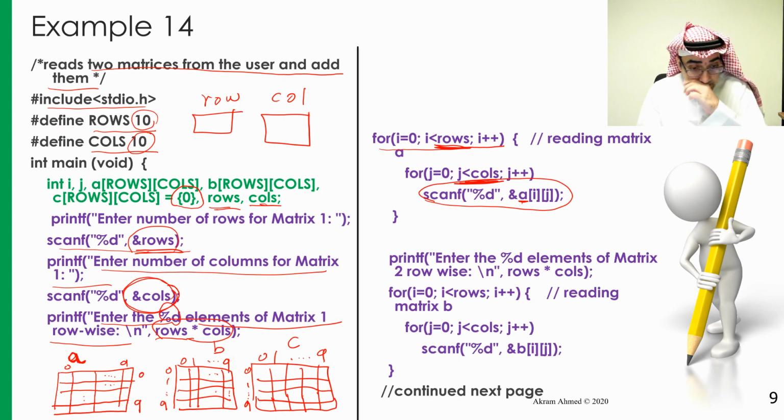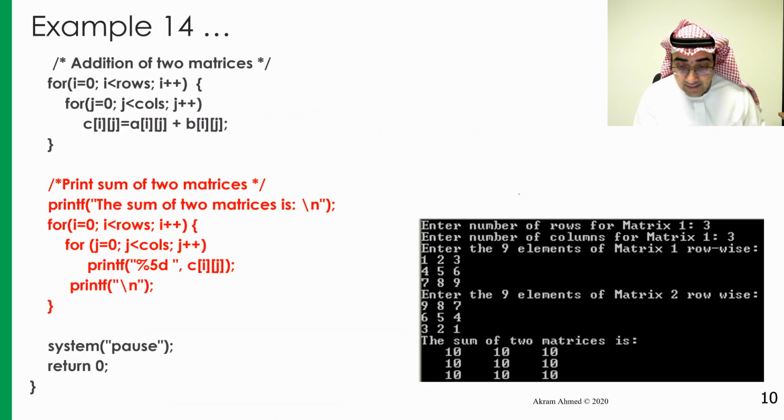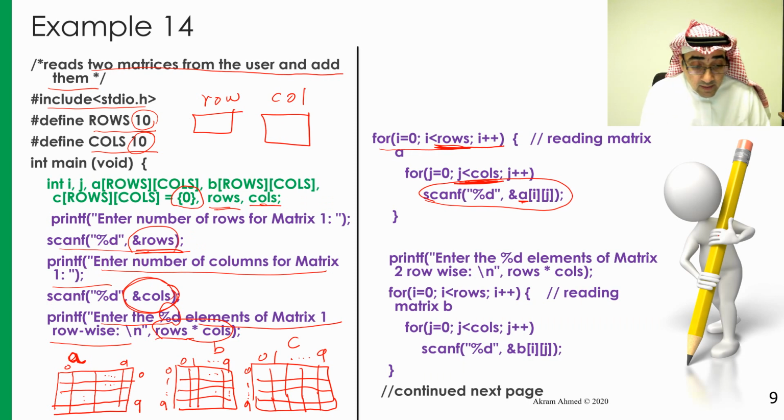Okay, so these are basically your arrays, and this is what the user is going to input. So let's take an example. We ask the user to enter the number of rows. He says 3. Enter the number of columns, and he says 3. So we are working on a 3 by 3 matrix. The user entered 3, so the row will be 3, and the column is 3.